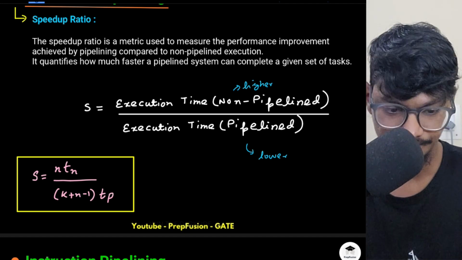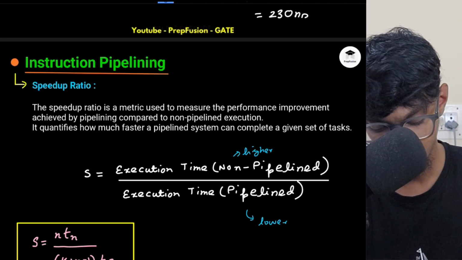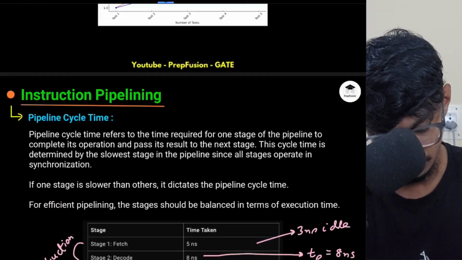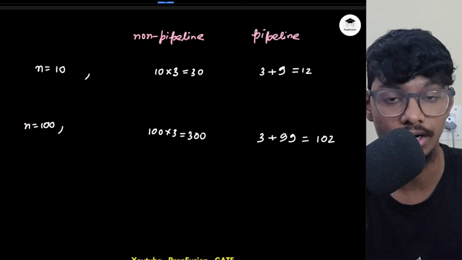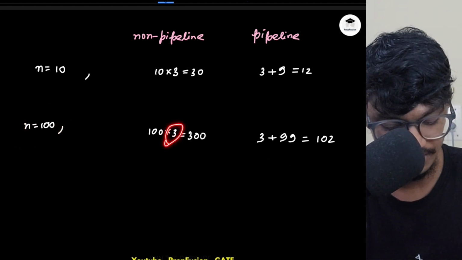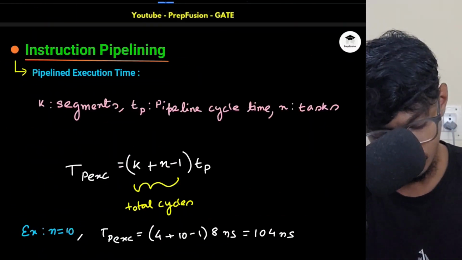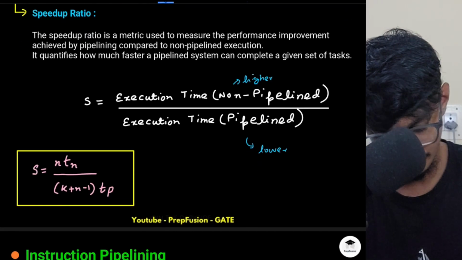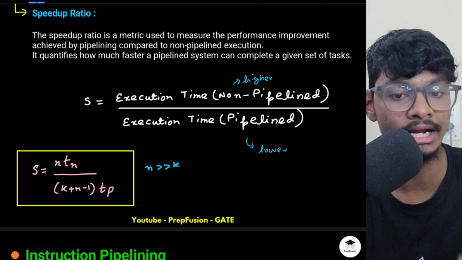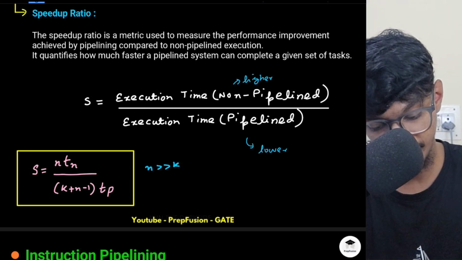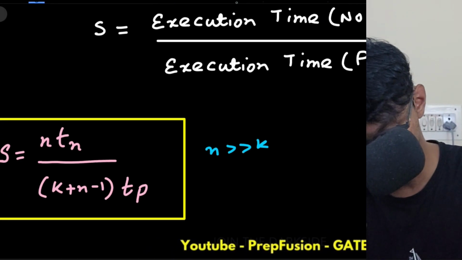But sometimes our number of instructions is very, very much higher than the number of stages. Here I chose the number of tasks to be 100 and the number of stages was merely 3. That is generally what happens in most cases. So we make n very, very much higher than k, that is, the number of tasks is far higher than the number of stages. If n and k are both given, you will use this formula of speed up ratio. I will write here: if both n and k are given.